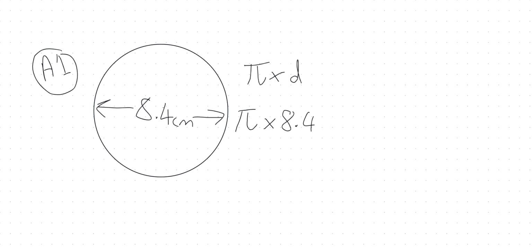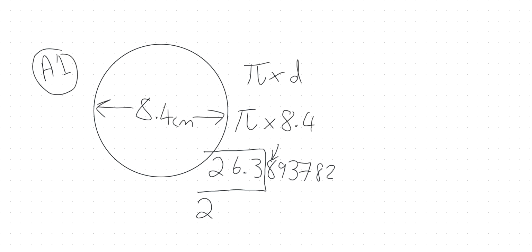So I've got 26.3893782, and then it continues. Then round it to a sensible degree of accuracy. So I'm going to go to 1 decimal place. So I put my box around 1 decimal place. My 8 is my decider. So I've got 26.4. I've got centimeters.